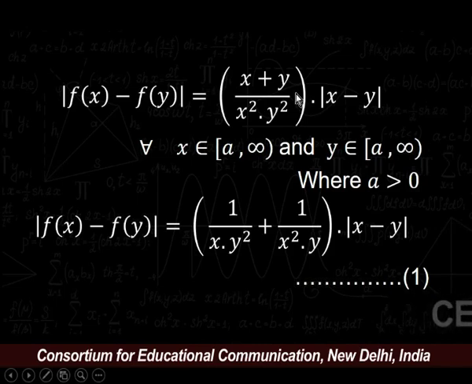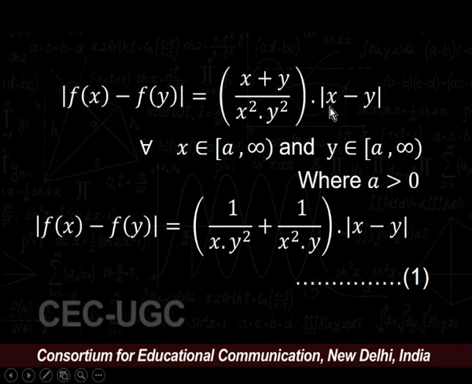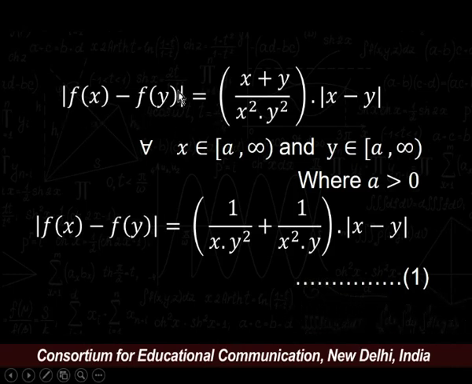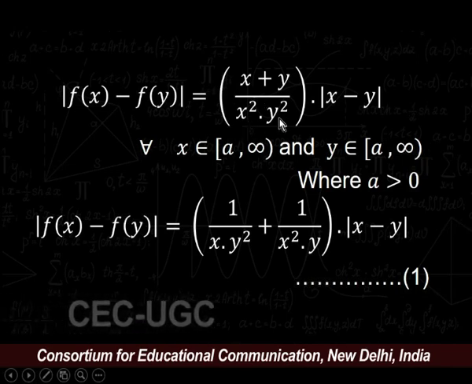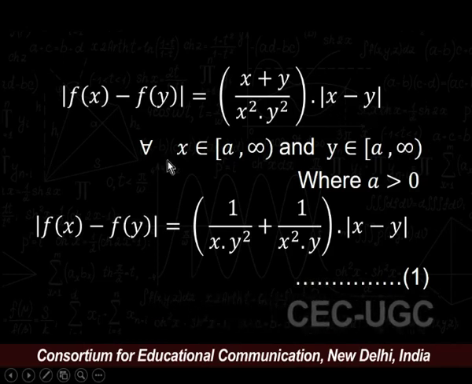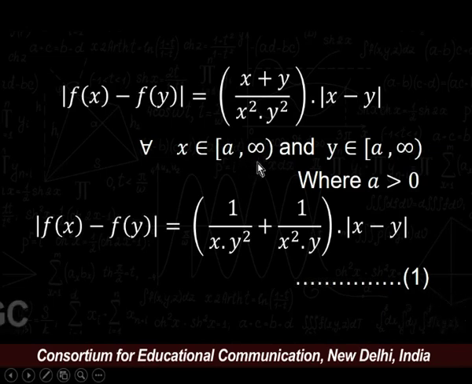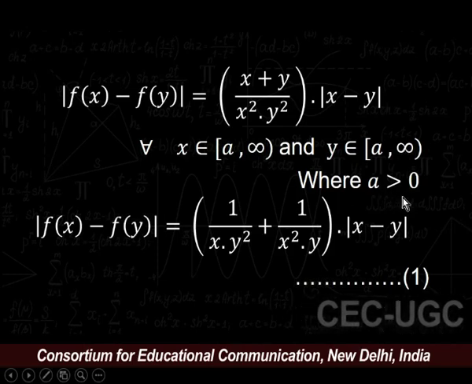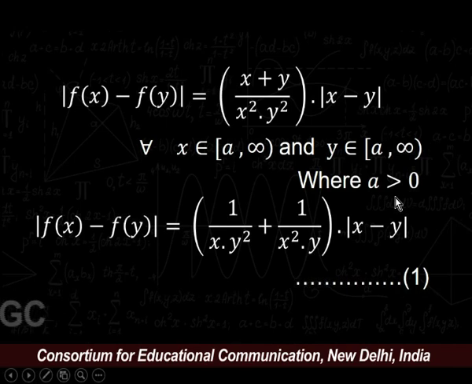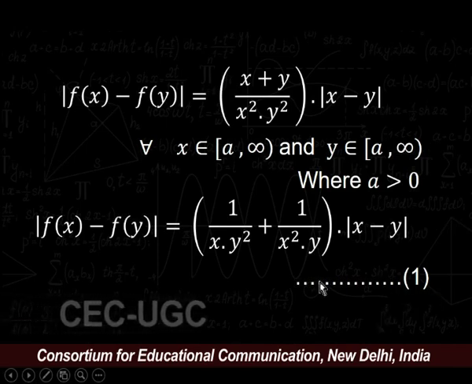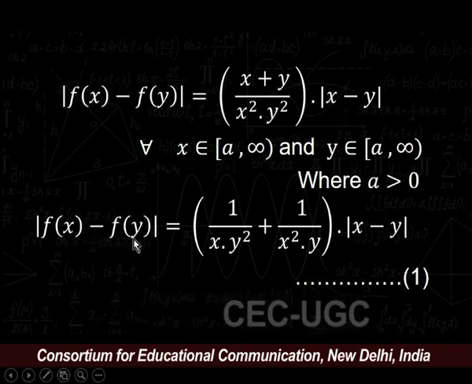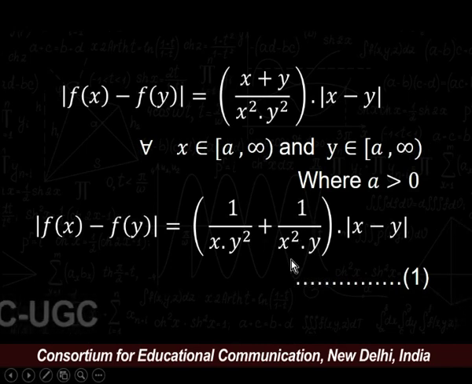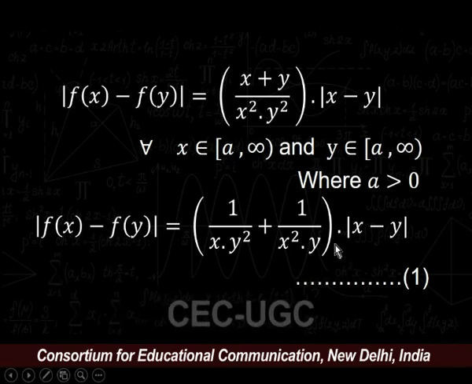And we know that x and y are both greater than 0, so we can easily take the factor out of the modulus. So, we get |f(x) − f(y)| = (x + y)/(x²y²) · |x − y| for every x belonging to the interval [a, ∞) and for every y belonging to [a, ∞), and note that the number a must be greater than 0. From this we can generate equation number 1, which says that |f(x) − f(y)| = (1/(xy²) + 1/(x²y)) · |x − y|.